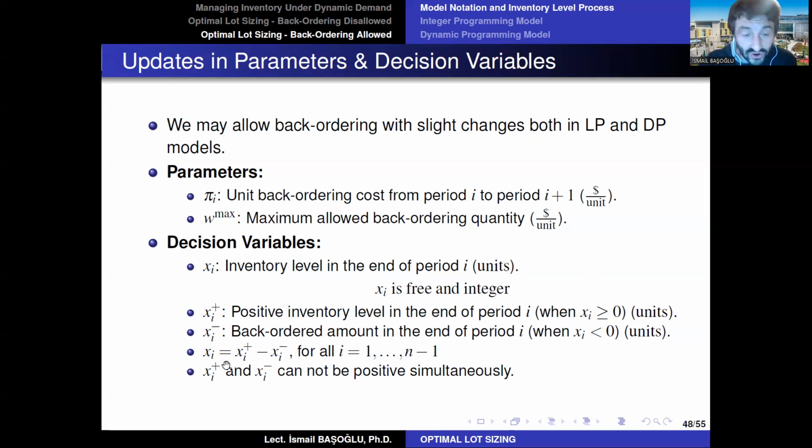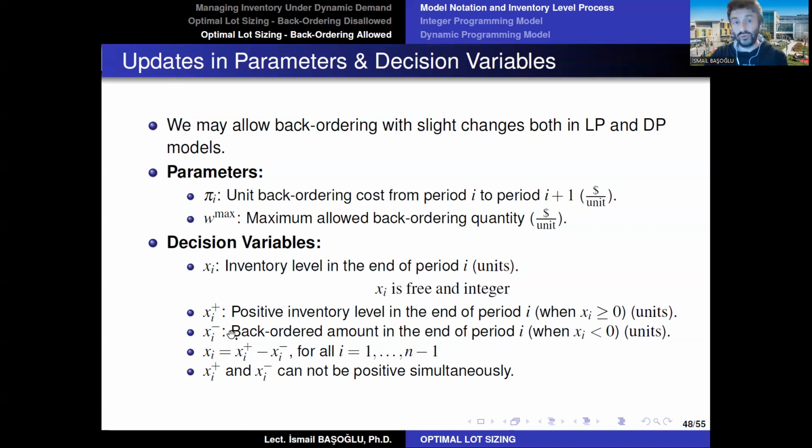Therefore, the ending inventory level is expressed as the difference between the positive inventory level, if it exists, and the negative inventory level, again, if it exists. By the way, this negative inventory level's absolute value is the backordered amount. Now, please be careful here. In the end of any period, you either will have xi plus positive or xi minus positive, or maybe they are both going to be equal to 0. So in the end of a period, you may end up with 0 level of inventory as well. But two of them can never be greater than 0 simultaneously.